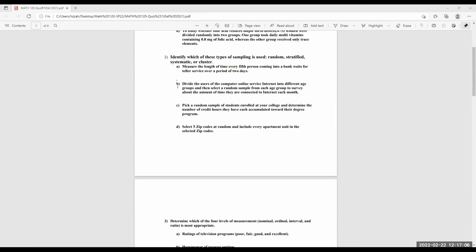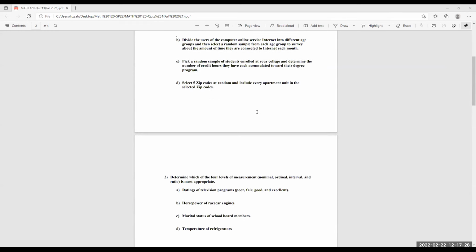Some of you missed the difference between B and D. B is stratified because in your final sample, you give everybody a chance to be inside. So that's what they stratify. And the last one, because you just pick 5 zip codes, must be clustering. So just make sure you don't miss it on the test.